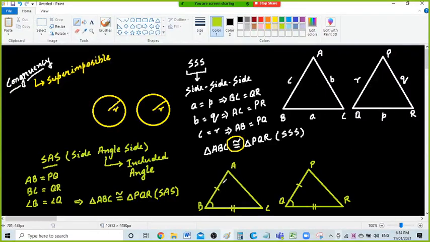Now let me tell you a very interesting property over here. So far, I told you about two different theorems or properties of congruency of triangles. These are interchangeable. That means if two triangles are congruent by SAS, then automatically their third side will also be equal to each other. If two triangles are congruent to each other by SSS, then it will definitely mean that their corresponding angles will also be equal. Let me help you out on this.